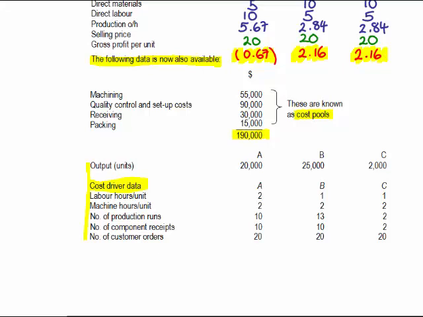So let's start off with machining. Now we've got $55,000 in that cost pool, and looking at the cost driver data here, the most sensible one to use would be the machine hours per unit. Now clearly we've been given the actual machine hours per unit here. Don't make the mistake, which is a very common mistake actually, of just adding together 2, 2 and 2 to get 6. And that's going to give us a really, really large amount per machine hour, but it's actually incorrect. What we need to do is multiply it by the volume.